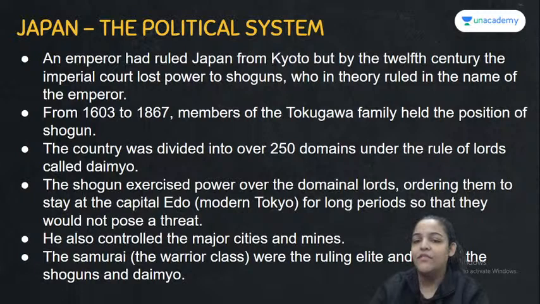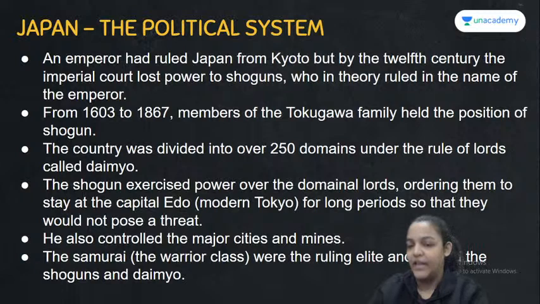But now what has happened? If these daimyos, these lords, stay in their own domain, definitely the shoguns could have no power here, right? The shoguns wanted absolute control over these domains. So they ordered these dominion lords to go and live in Edo. Edo is modern day Tokyo. So they were asked to live in the capital of Edo, leaving their domains empty for long periods of time.